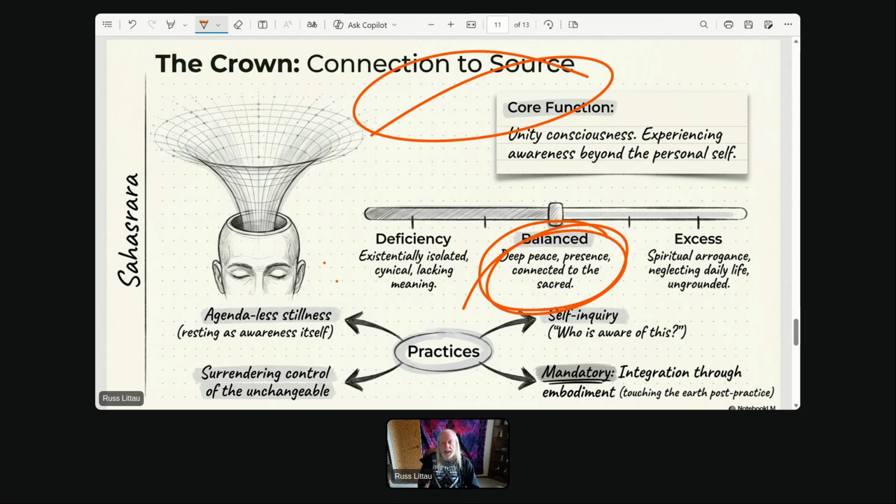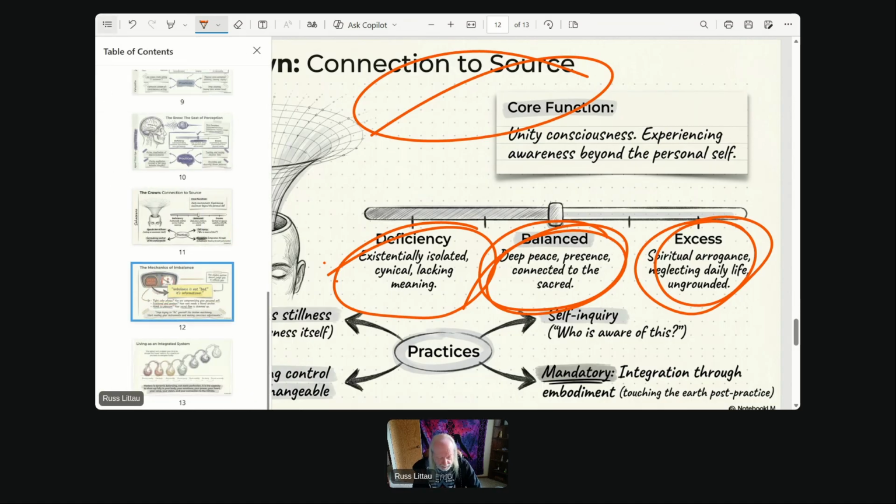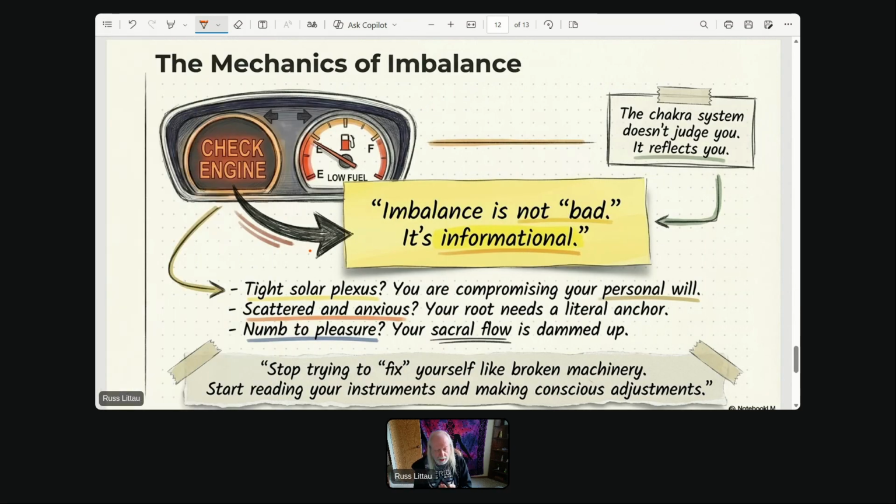When there's a deficiency in it, when it's not being fed, let's say, isn't this interesting? Where you get the cynical, that you don't feel like you have meaning in your life and things like that. When there's too much, and this is so often what happens, spiritual arrogance, neglecting daily life, and ungrounded, because we seem to focus so much on expanding our awareness and expanding our consciousness and all that kind of stuff. And again, there's nothing wrong with that, but we've got to balance it, right? You've got to balance it with the rest of the body. And there you go, right? The mechanics of imbalance.